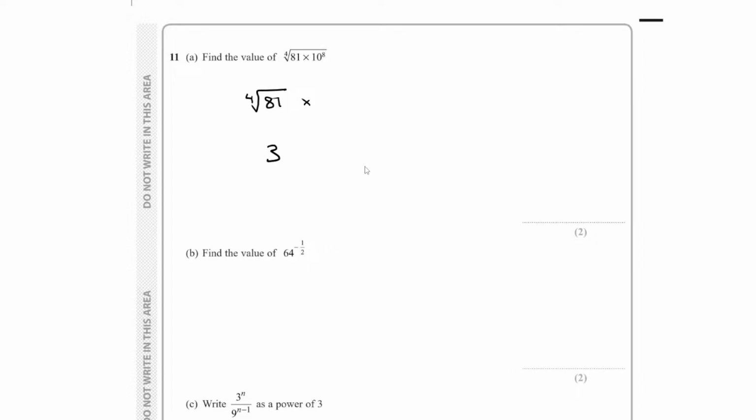Because 3 times 3 is 9, times 3 is 27, times 3 is 81. I would recommend you just memorize that 3 to the power of 4 is 81. Obviously it's 9 squared, but it's also 81 exactly. And then you've also got the 4th root of 10 to the power of 8, which doesn't work out directly, but what I would do in this case is use fractional powers. How can I write that as a fraction?